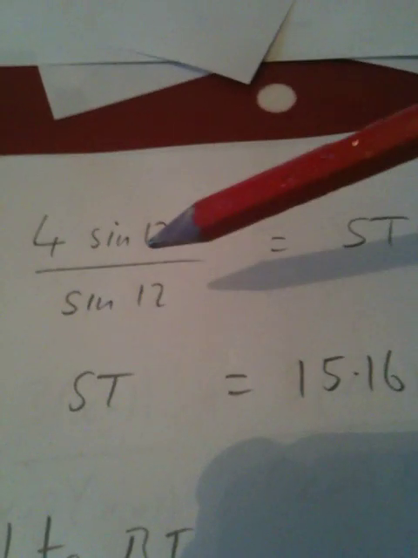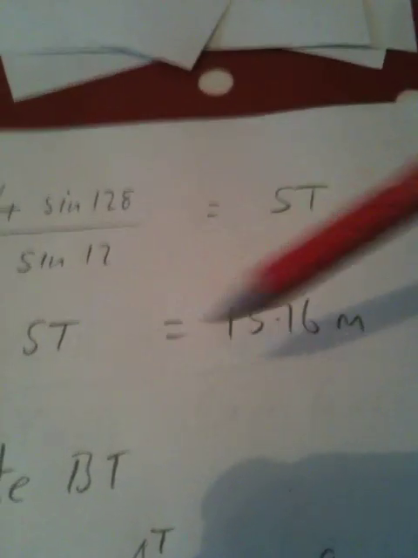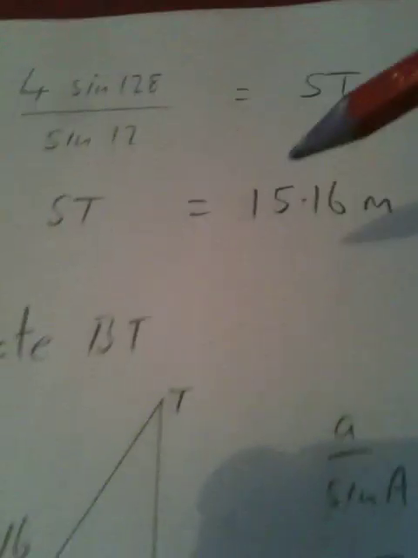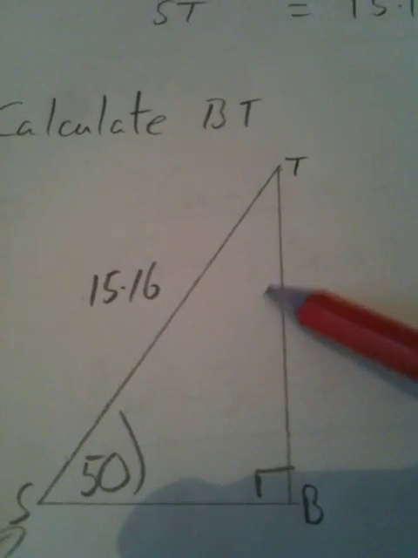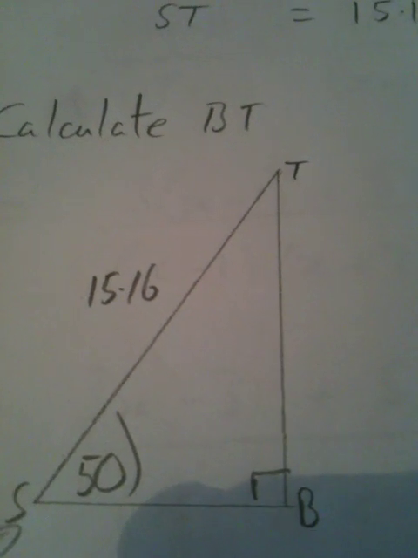Cross multiply to get ST on its own, then press the buttons on the calculator: 15.16. So that leaves me with looking at the big triangle. I've removed the one that was coming up here. This is just the big triangle.